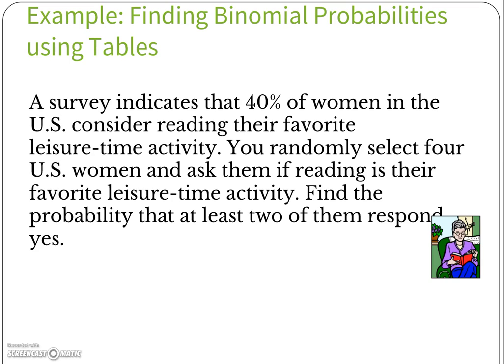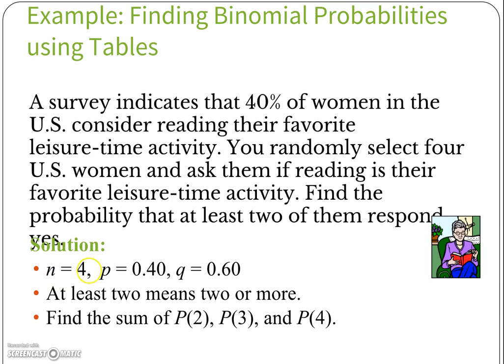The next one, we're going to use our table, and so here you're going to need your textbook. Here it says a survey indicates that 40% of women in the U.S. consider reading their favorite leisure time activity. You randomly select 4 women to ask them if reading is their favorite leisure time activity, and find the probability that at least 2 of them respond yes. Here our n is 4 because we're selecting 4 women. P is 0.4 because 40% of the women consider it their favorite activity, so q, we subtract that from 1. At least 2 means 2 or more, and so we need to find the sum of the probabilities of 2 successes, 3 successes, and 4 successes. And we're going to use our tables to do this.